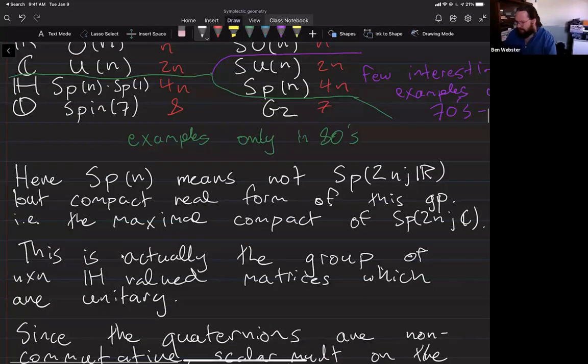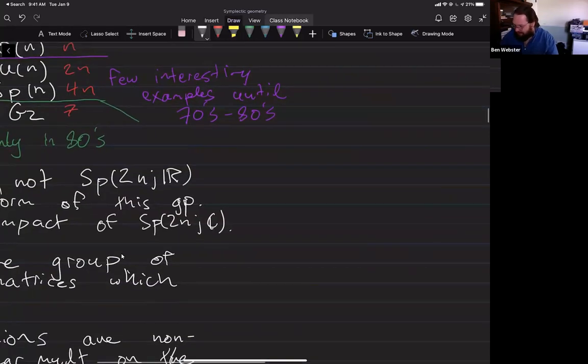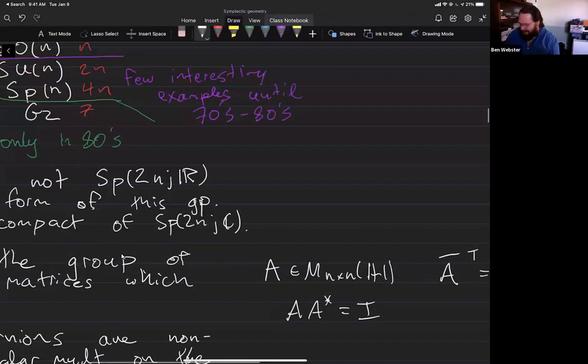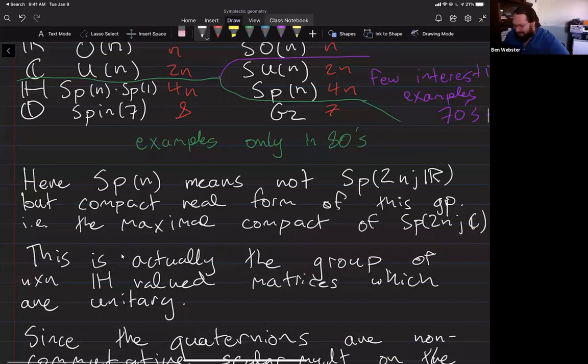It turns out there's sort of a nicer description of it, which is it's quaternion valued matrices, which are unitary. So, you know, the quaternions have a notion of conjugation. So if I have an n by n matrix over the quaternions, I can look at transpose conjugate of that. People would usually call it A star. And so I can ask, is A transpose conjugate the identity or not? All right, and it turns out that that's sort of the missing group.